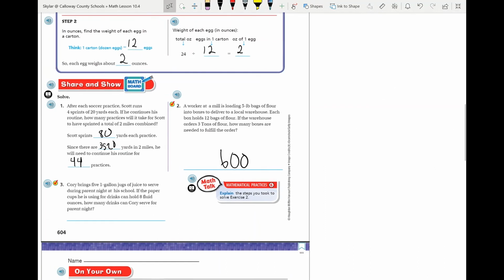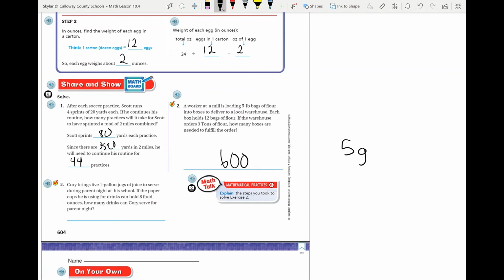Number 3. Corey brings 5 one-gallon jugs of juice to serve during parent night at his school. If the paper cups he's using for drinks can hold 8 fluid ounces, how many drinks can Corey serve for parent night? We've got quite a bit of conversions to do here. So, Corey brings 5 one-gallon jugs of juice. So, we've got 5 gallons of juice. 5 times 1 is 5.